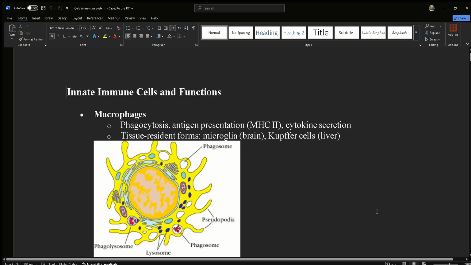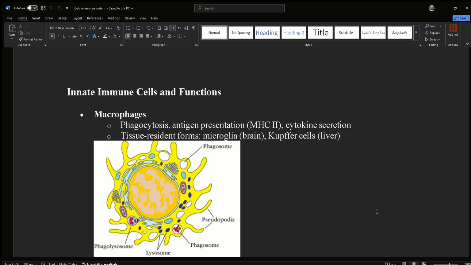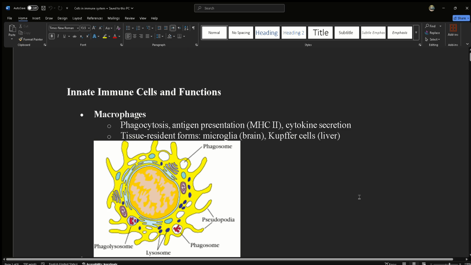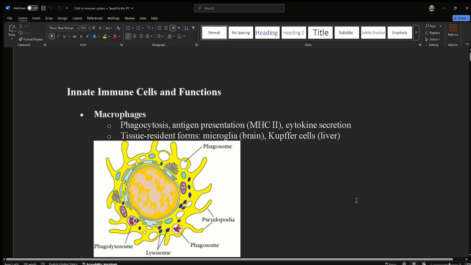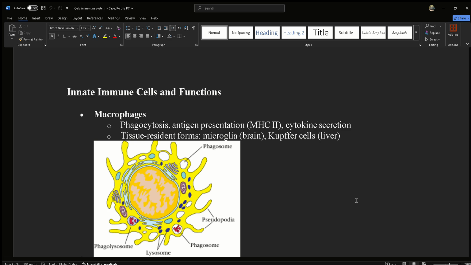Hello students. So today we will try to learn about these cells of the immune system. Basically we can divide the cells of the immune system into two types: the cells which are contributing towards innate immunity, and the cells which are contributing to adaptive immunity.